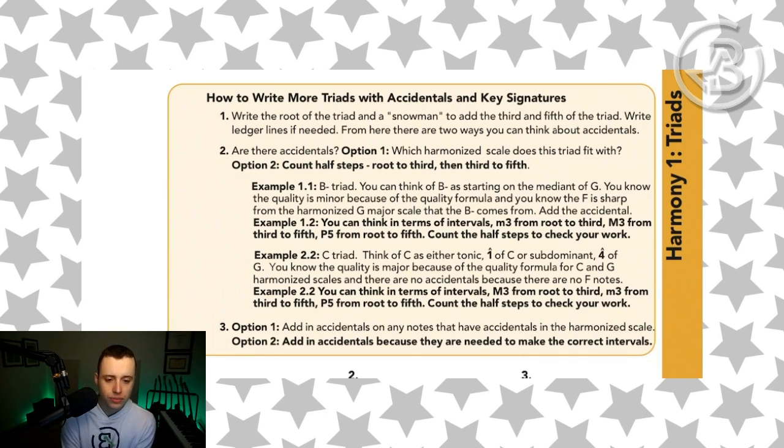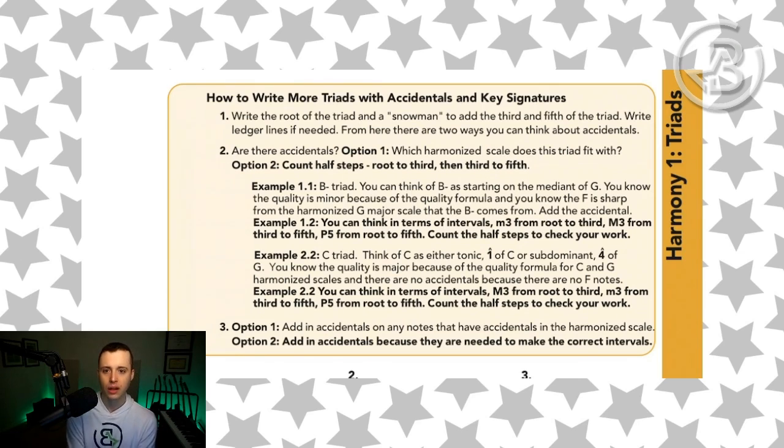Example number 2. Imagine you want to write a C major triad. You can think of a C major triad as starting on either the tonic, or scale degree 1 of C, or on the subdominant, or scale degree 4 of G. You know the quality is major because of the quality formula of C and G major harmonized scales. So C major harmonized is major, minor, minor, major, major, minor, and G major harmonized is major, minor, minor, major, major, minor.